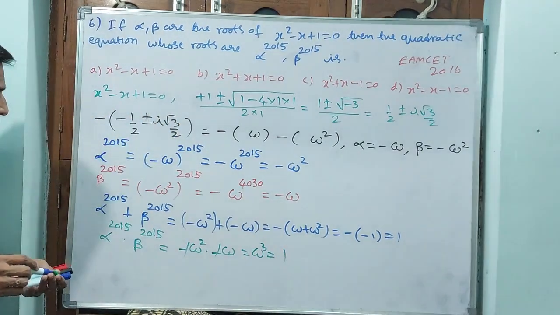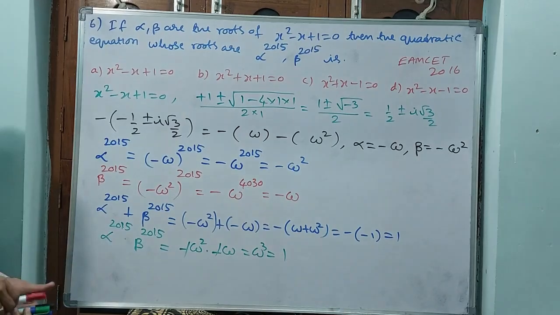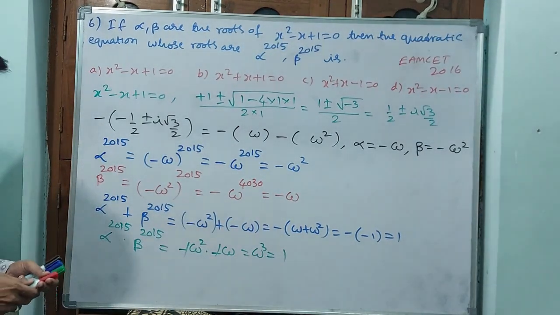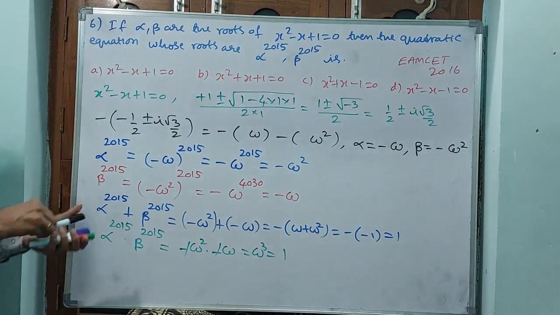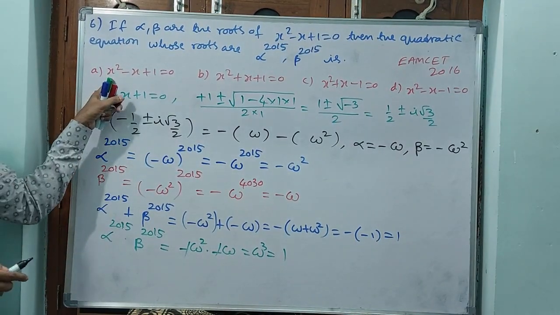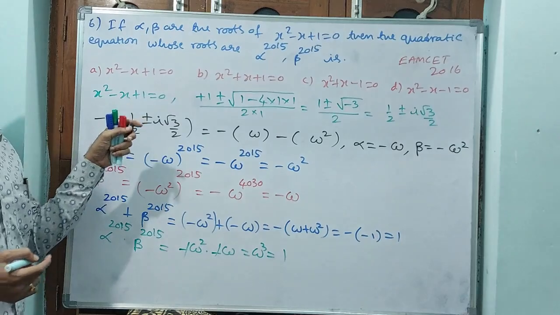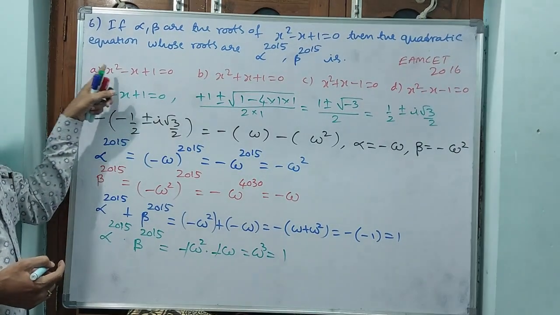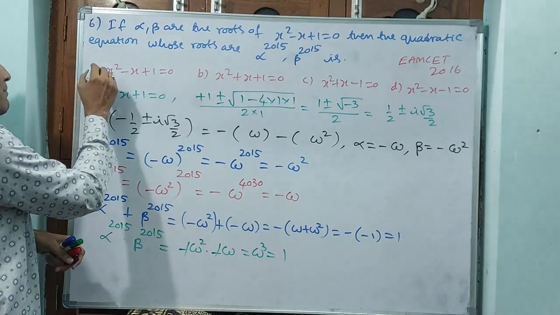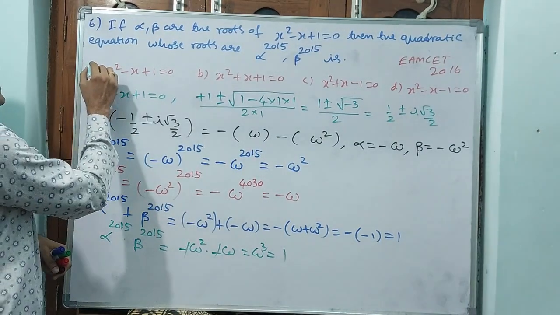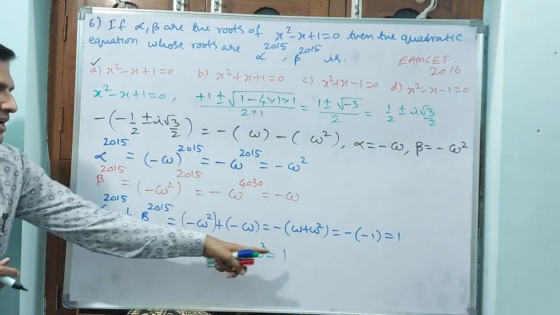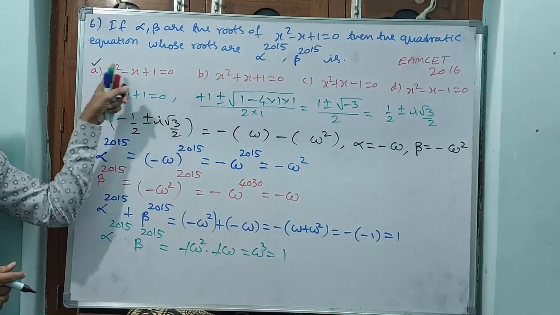That means both roots, if you add, alpha plus beta should come 1. If you multiply, alpha into beta should come 1. Go for one by one equation. Why? Because first equation, alpha plus beta means minus b by a, minus of minus plus 1 by 1, 1. Okay, this is okay, but two tick marks you have to give. C by a, alpha into beta, 1 has to come. 1 by 1.